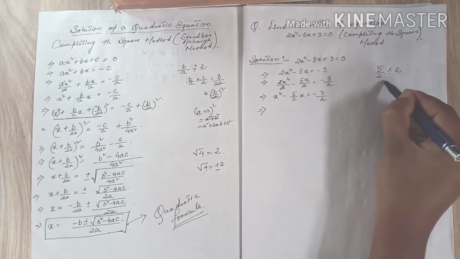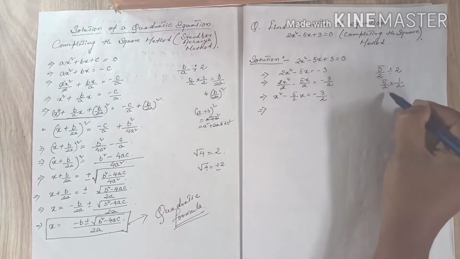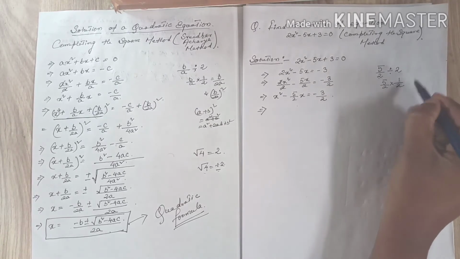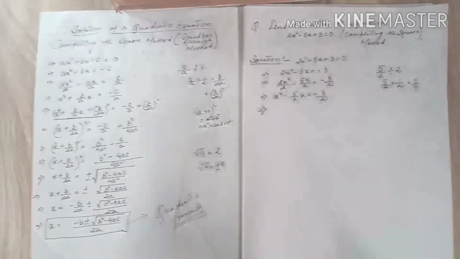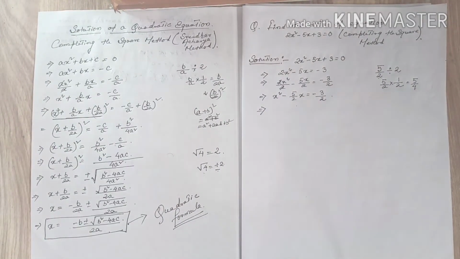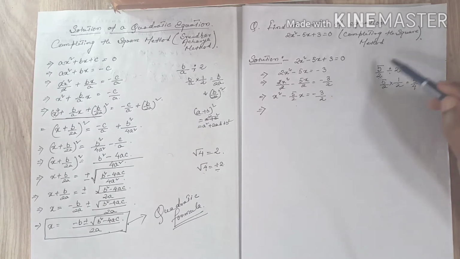So if you simplify it, this divide sign you can write as 1/2. 5/2 into 1/2 means 5 by what? We got 5/4. Correct? So the coefficient of x is 5/2. Clear? And what is half of 5/2? It is 5/4. Here is the explanation.